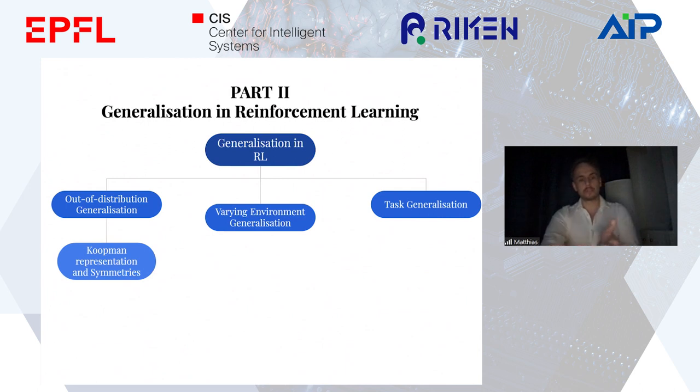So the first category is what we addressed with these Koopman representations. It would be interesting to apply this to model-based RL. That's something we've been thinking about.